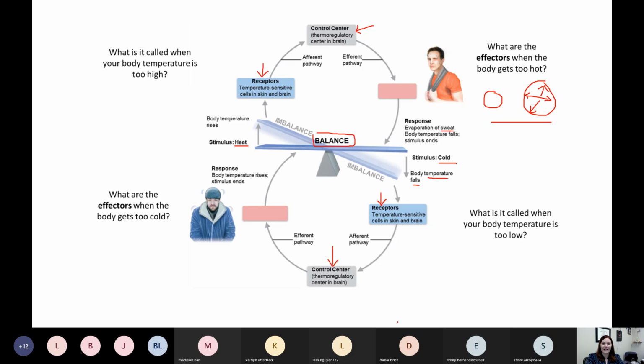Instead of activating my eccrine glands or telling my blood vessels to do vasodilation, I need to talk to a different set of effectors. So the first effector that I talk to when I have hypothermia, when I'm too cold, is a type of muscle tissue that attaches to your skeleton, helps you to move. Which kind of muscle tissue? Well, we also learned that it generates heat. What muscle tissue am I going to activate?